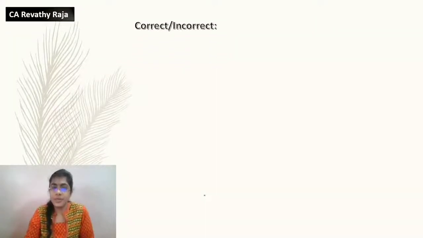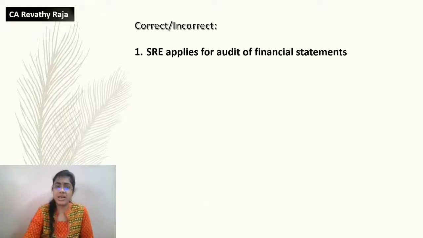So, I thought I'll wind up this video by showing some questions, very simple ones. Okay. From this you have to tell me whether it is correct or incorrect. I'll be just discussing the answers. I am not writing. SRE applies for audit of financial statements. Correct, incorrect. Answer is incorrect. SRE applies for review of financial information and SA applies for audit. So the first one answer is incorrect.